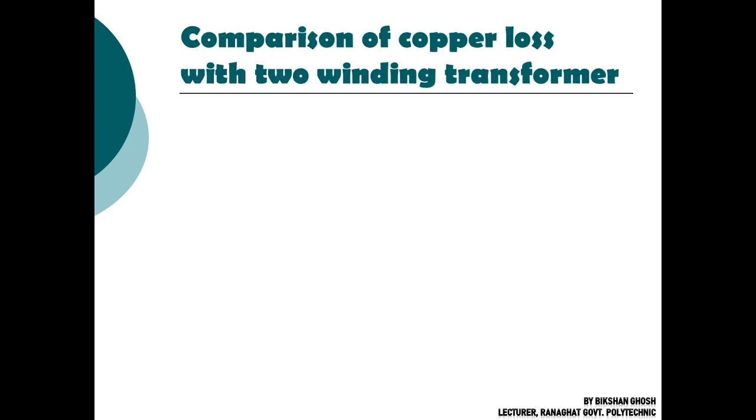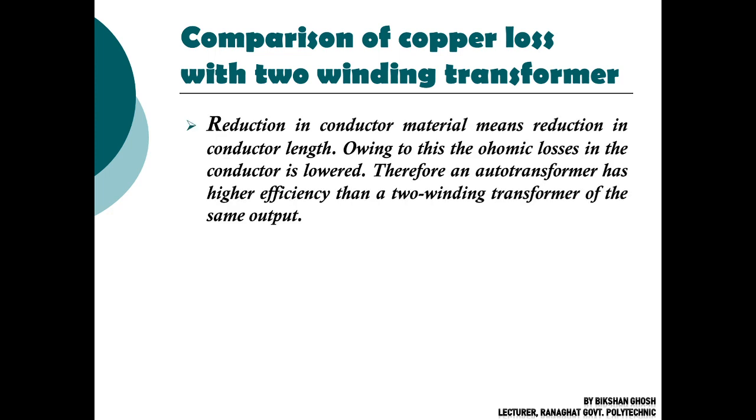Okay, in this slide we are going to learn about the comparison of copper loss between a two-winding transformer and an autotransformer. We see that reduction in conductor material means reduction in conductor length. As we know, in the case of an autotransformer of the same rating, the amount of copper required is less than that of a conventional transformer. So reduction in conductor material is basically reduction in conductor length. Owing to this, the ohmic losses in the conductor are lower.